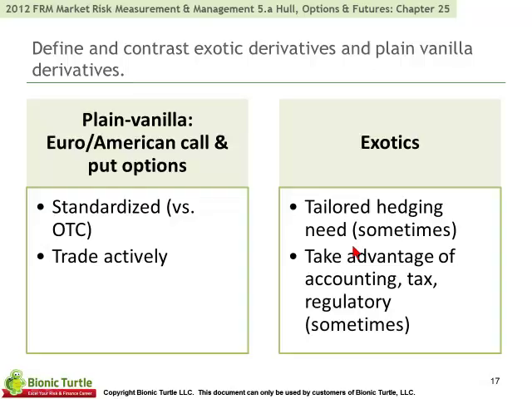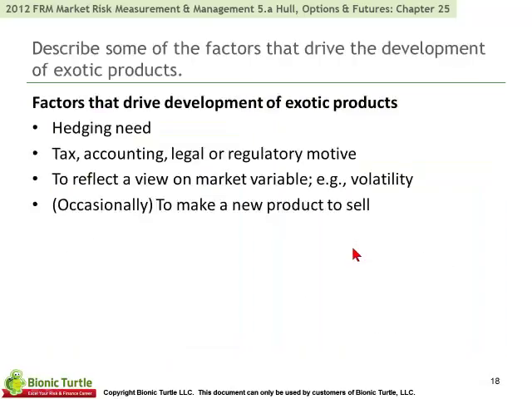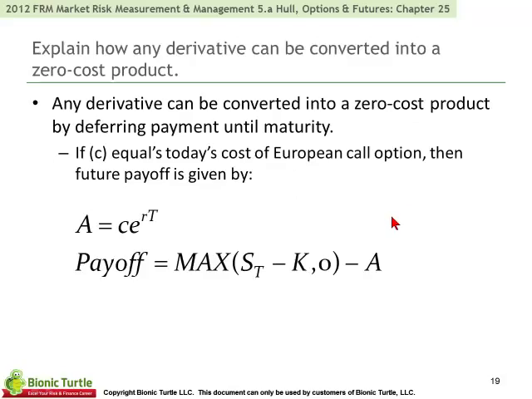tax, or regulatory motivations. So factors that drive the development of exotic products include hedging need, tax, accounting, legal, or regulatory motive, to reflect a view on a market variable, like to place a bet or express a view on volatility, and more cynically, Hull says, occasionally to make a new product to sell. He also says that any derivative can be converted into a zero-cost product by deferring payment until maturity.